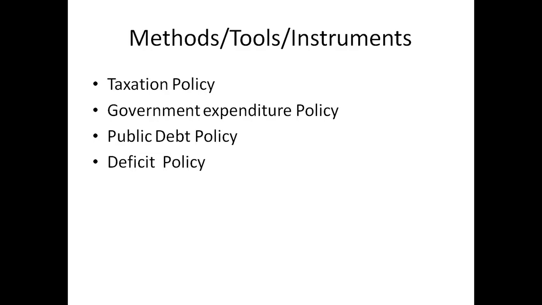Public debt policy. Aggregate demand is also influenced by two types of debts: internal debts and external debts. The effect of public debt on aggregate demand depends upon many factors, like public debt and private debt. Private expenditure goes down due to public debt, and then it affects aggregate demand.